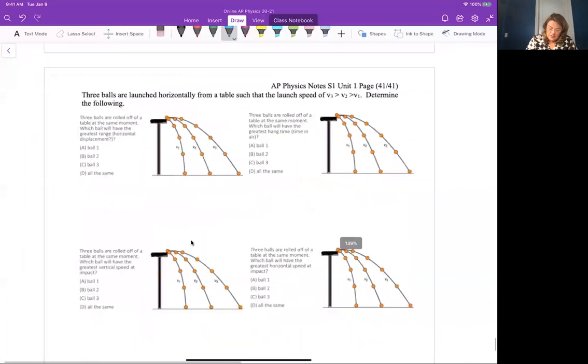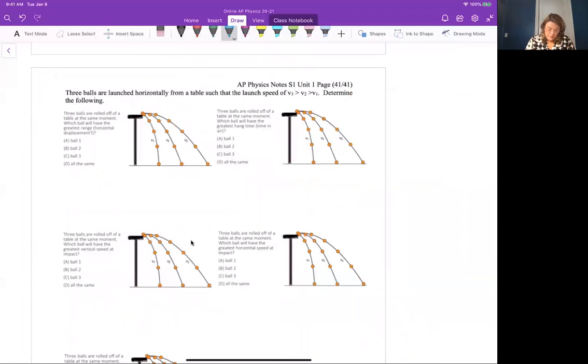I have some more brain teasers. There's 1, 2, 3, 4, 5 of them. All right, here we go. 3 balls. Okay, 3 balls are launched horizontally. That's a very key word. Horizontally means it's only in the x direction. Initial velocity in the y direction is 0. From a table such that the launch speed of the third ball is higher than the second, than the first, okay?